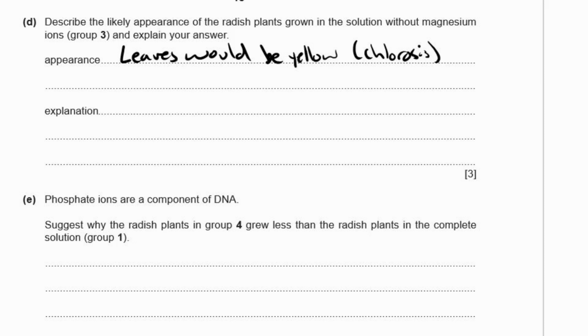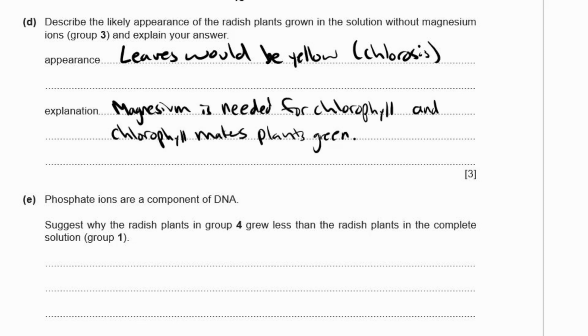Okay, and the reason why is because magnesium is essential for the functioning of chlorophyll, just like iron is essential for the functioning of our red blood cells to collect oxygen. So magnesium is needed for chlorophyll, and chlorophyll makes plants green. If you're saying the leaves are yellow, you should be talking about why they're yellow and not why their growth will be stunted. Okay, so yellow because the green isn't working, basically.